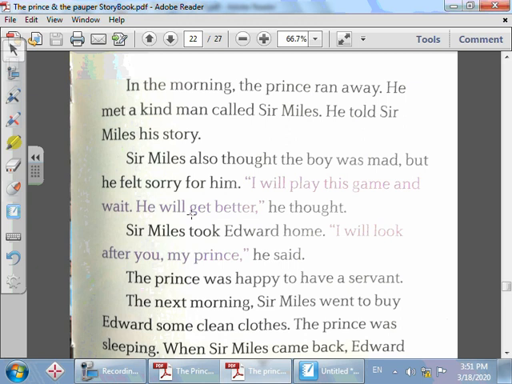Sir Miles took Edward home. I will look after you, my prince, he said. The prince was happy to have a servant. The next morning, Sir Miles went to buy Edward some clean cloth. The prince was sleeping. When Sir Miles came back, Edward was gone. Tom's father had taken him away. Oh my God, again? And the chapter had ended.